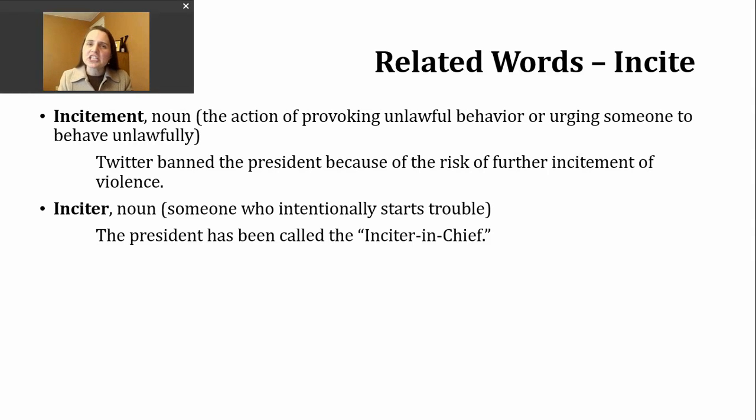This inciter-in-chief is a bit of a play. The US president is usually known as the commander-in-chief of our military. So this particular sentence is very much a critique or criticism, saying this is our leader of incitement, the leader who has provoked all of this unlawful behavior. And I don't know that I mentioned provoke. Think of urge again, trying to persuade or convince someone to do something.